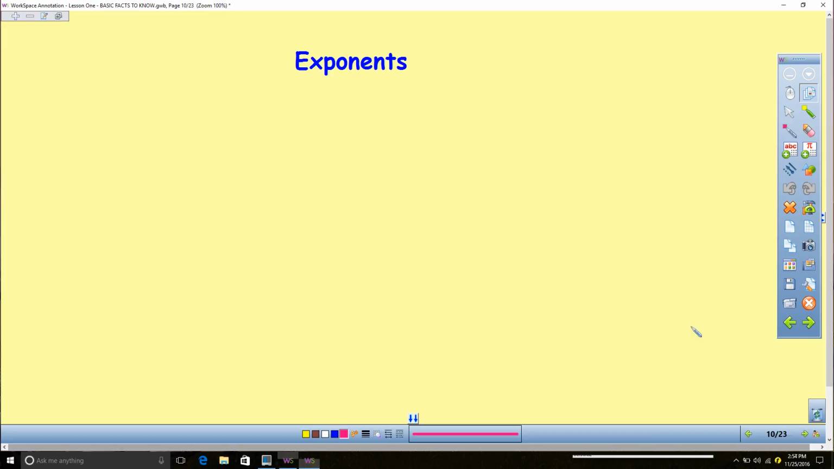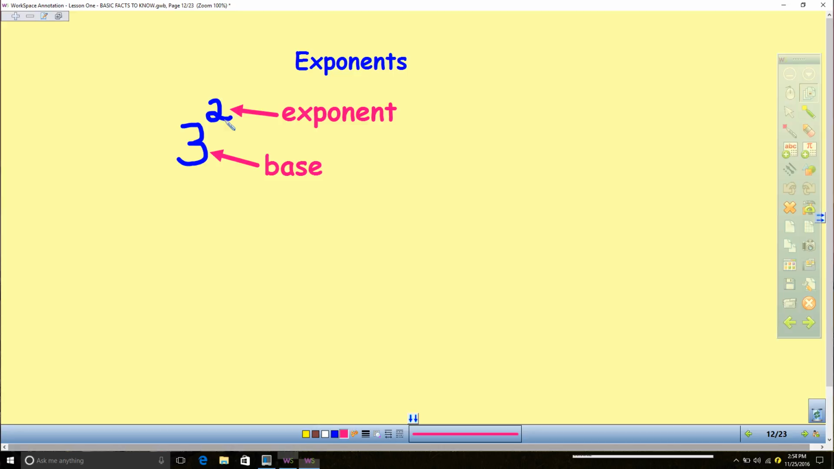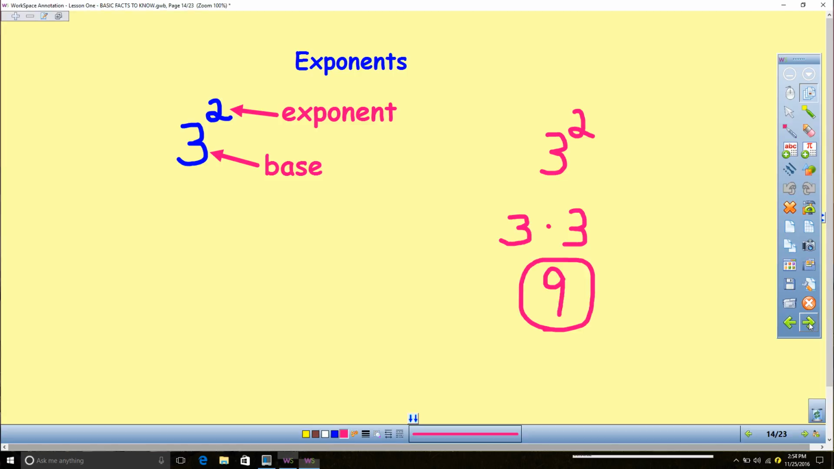You also need to be able to deal with exponents. Exponents are superscripts. Here, 3 is the base, 2 is the exponent. An exponent is a short way of showing repeated multiplication. So, for example, here, 3 to the 2nd power is the way to read this expression, and it simply means that you take the base, 3, and you multiply it times itself. So notice here we have 2 3's multiplied together, which gives 9. So 3 to the 2nd power means 3 times 3.